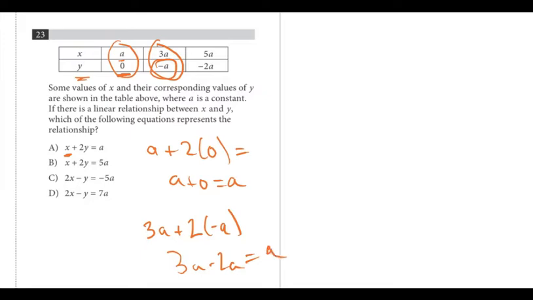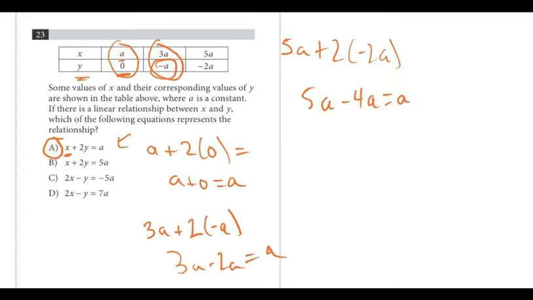So that also works for answer choice A. And checking the last one, we would plug in, we would get 5a minus 2a, 2 times, right, it'd be plus 2 times negative 2a. That equals 5a minus 4a, which equals A. So I just plugged in all three of these for A. So A is the answer choice.